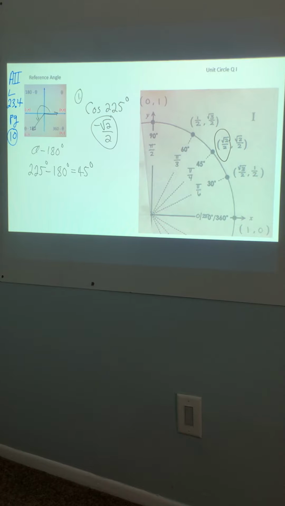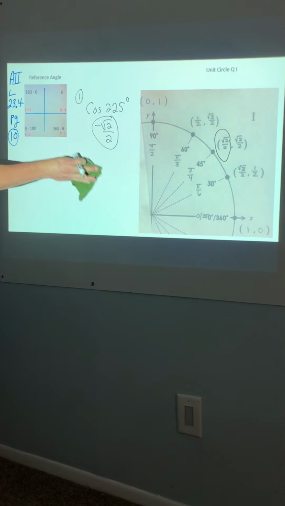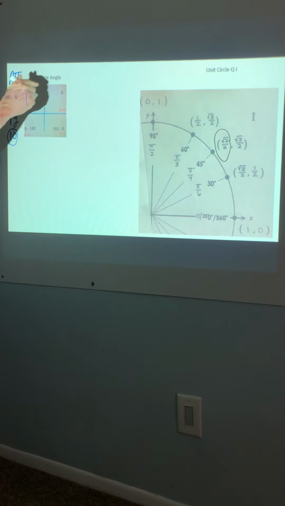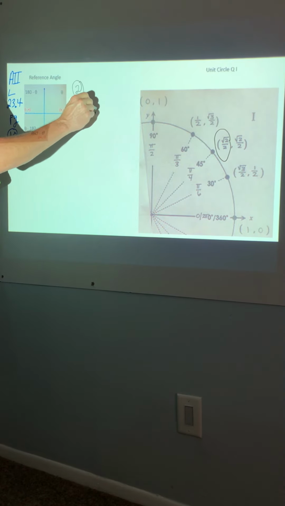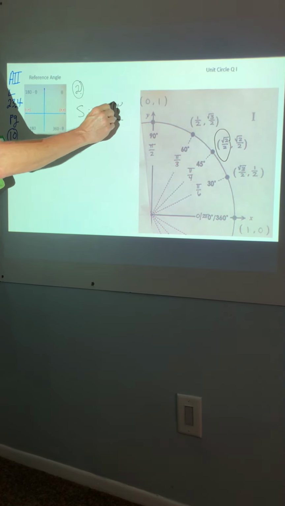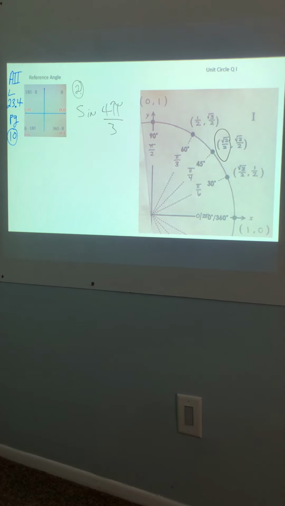I think it's a lot better than video 22.4. And hopefully that is making sense. We're cool? Okay, so let's do one with radians. How about the sine of 4 pi over 3? Let me erase all of this. This is going to be example 2 right here. You want the sine of 4 pi over 3.